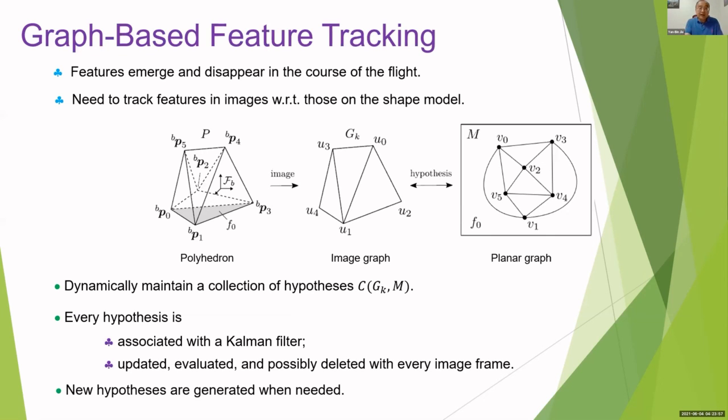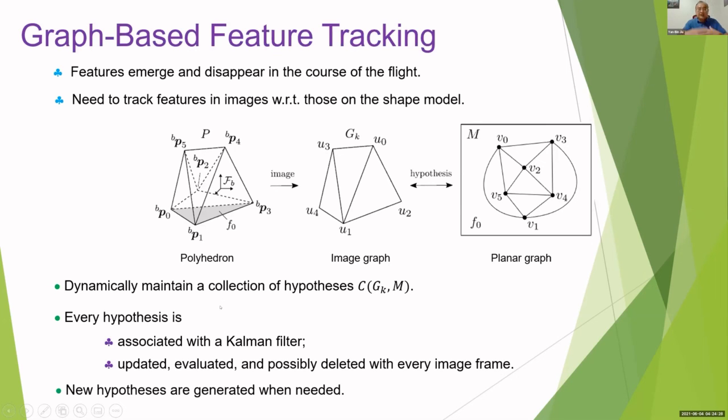So let's say we have the model of the object, which is this polyhedron, which can be represented by this planar graph that captures the topological structure of the object. Every time though, the image is only viewing a partial object. So from this feature extraction, we set up an image graph, and then we have to hypothesize the correspondences between these vertices in the image graph and those vertices on the planar graph, which are essentially the vertices on the polyhedron. Okay?